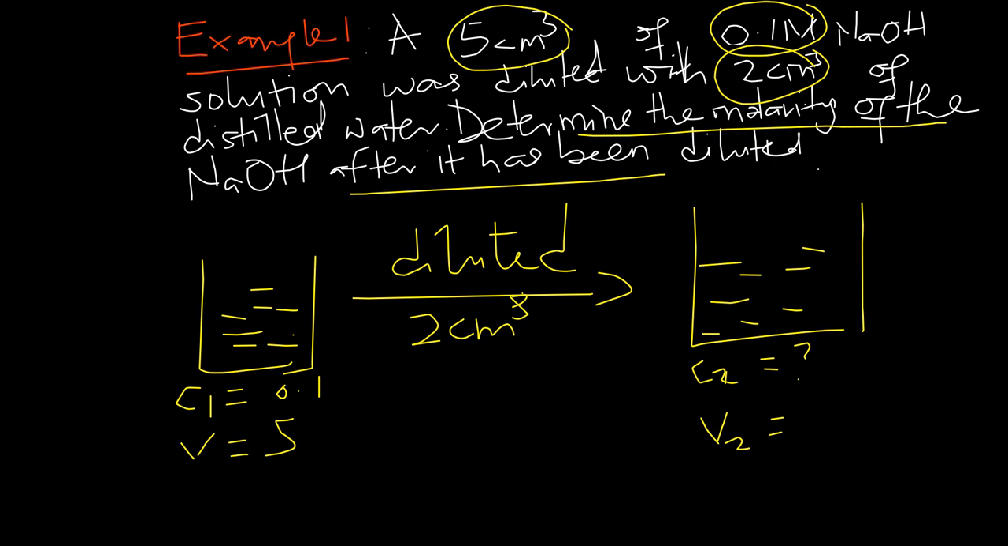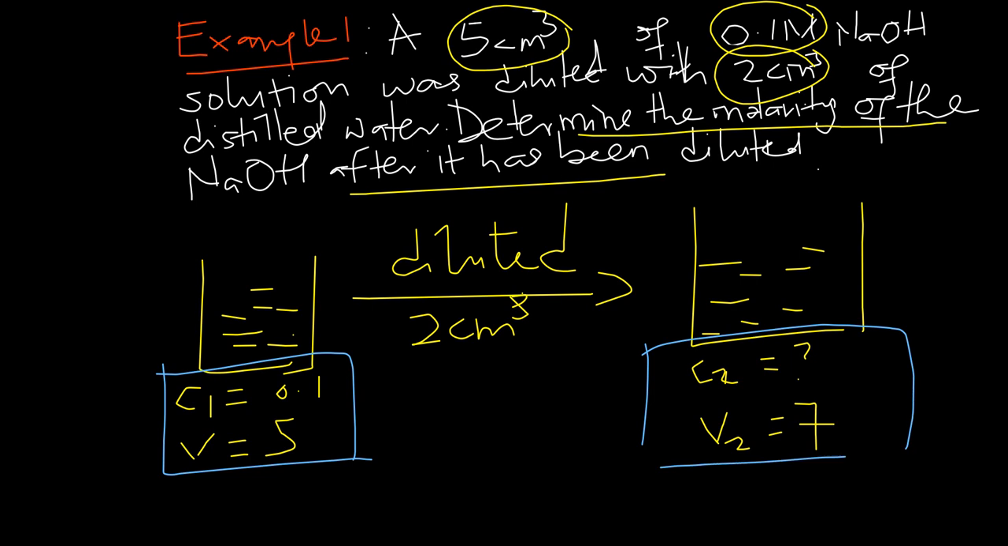It will be the 2 plus the 5. So that will give us 7 cm cube. So that is the new volume of our solution. Now we're going to use this information to determine the new concentration of the solution that we got after it was diluted. So let's repeat this information on another page, then we'll use it to solve that problem.